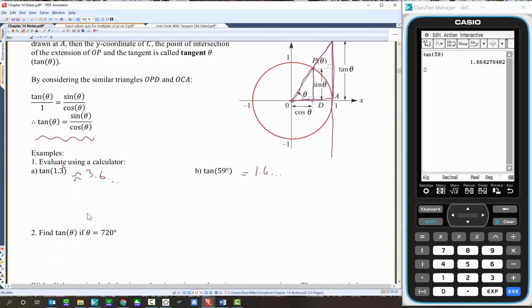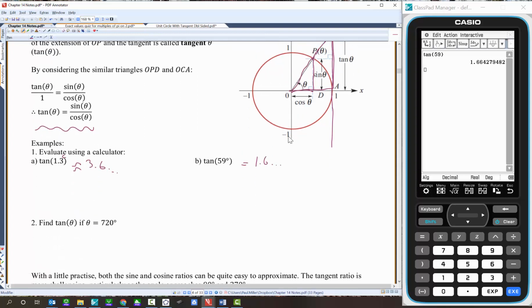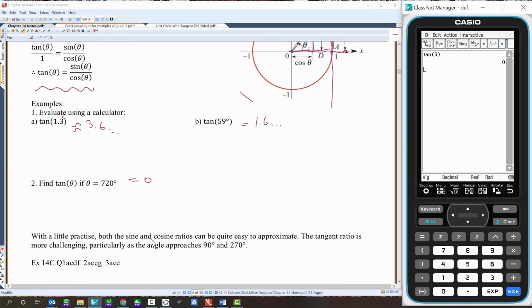Find tan theta if theta equals 720. There's 0, there's 360, there's 720. A line is drawn through there and hits the tangent at 0. Let's just try that one. The tan of 0 radians would be 0. With a little practice, both sine and cosine ratios can be quite easy to approximate.